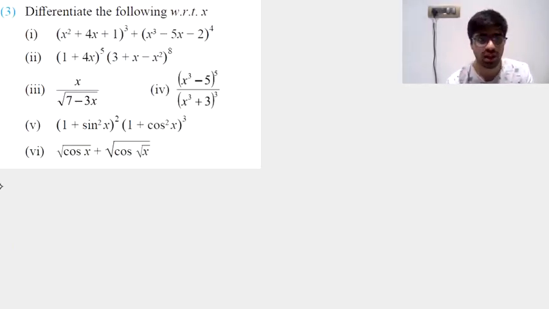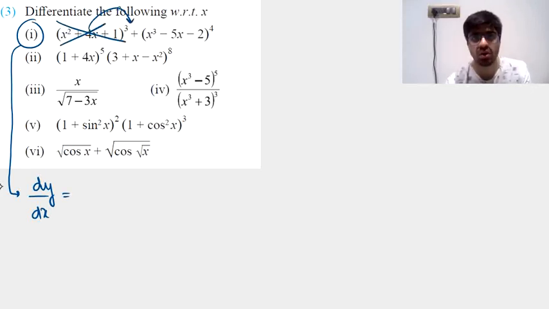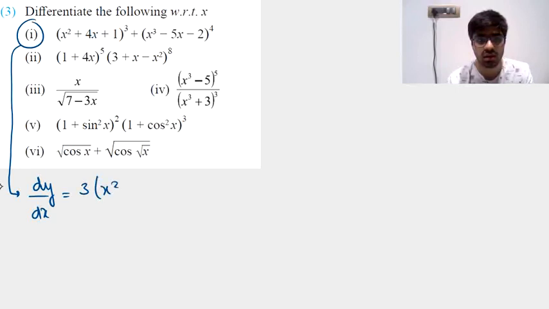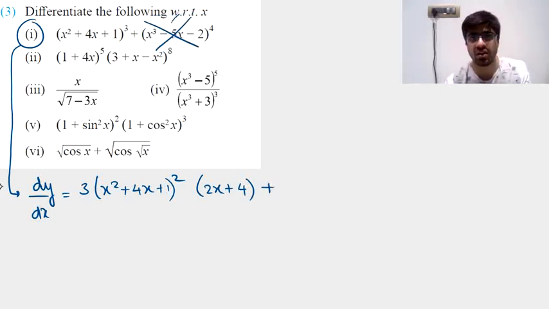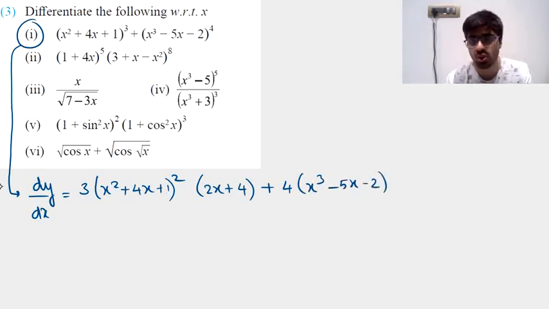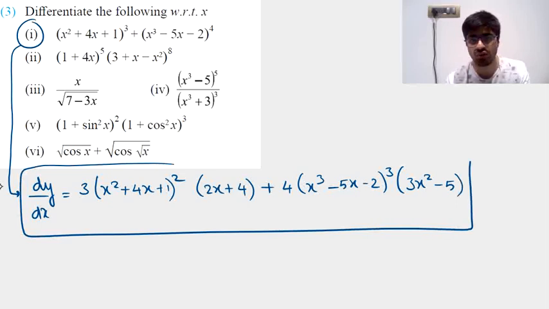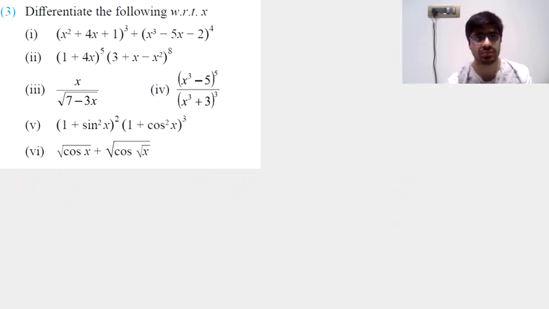Continue with the third main question, and it's again the same thing, just that there are 2 terms this time. So dy by dx, let's be a little quick. This is like x cube. So dy by dx will be 3 times x square plus 4x plus 1 the whole square into the derivative of x square plus 4x, which is 2x plus 4, plus take a derivative of this, it's like x power 4. So the derivative will be 4 times x cube minus 5x minus 2 the whole power 3. Multiply that further with the derivative of this, which is 3x square minus 5. Yeah, so that's the entire expression of dy by dx for the first question.